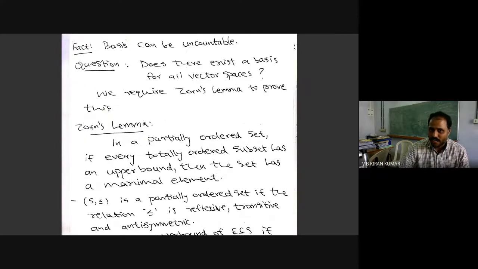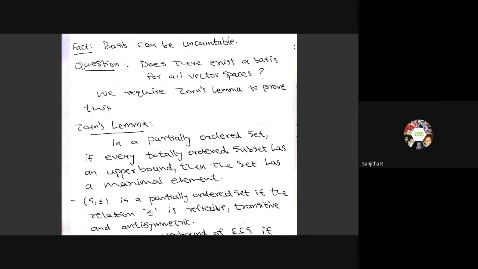Before going to that, let us address this question. Does there exist a basis for all vector spaces? So what is your answer? Does there exist a Hamel basis for all vector spaces? Yes or no? Sir, Hamel basis.